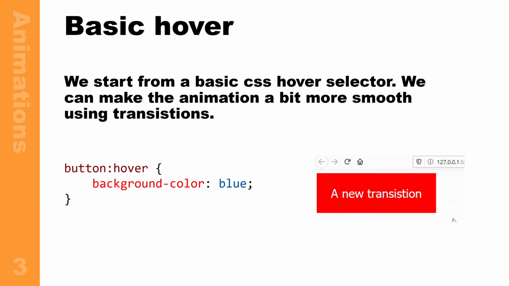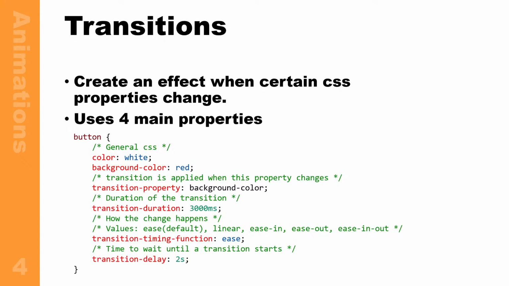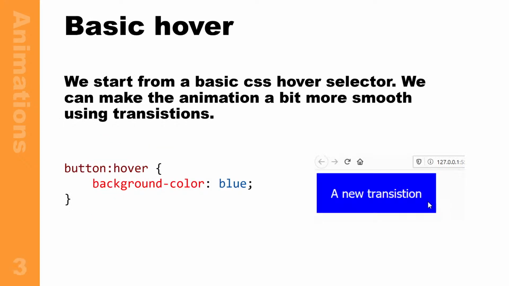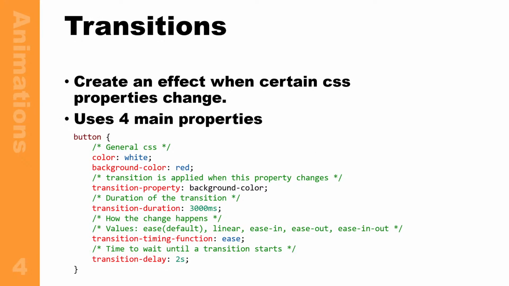Of course, there are some properties that are going to be helpful to make that possible. So, transitions. A transition is going from one place to another place, from one state to another state. That is a transition, so you can create an effect. As you can see from top to bottom, here we have the button. I don't have any hover. This is just the button itself. The button styling has some general CSS, just like before. It has white text and a background color of red. Very simple, very easy. Then we have 4 types of transition properties.